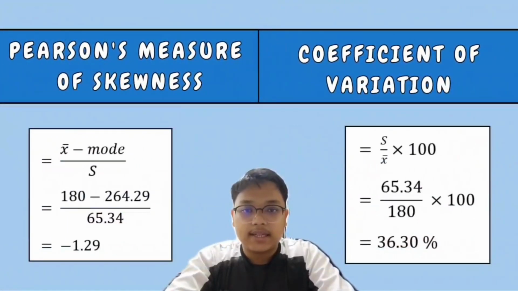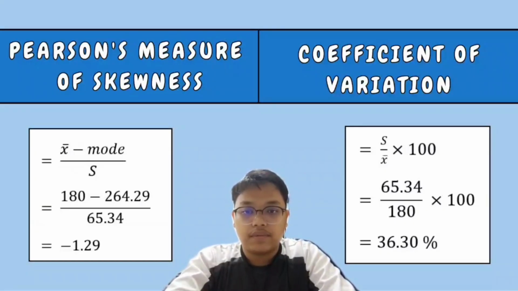Now, let's analyze the shape and variability of the data. First, Pearson's skewness. The formula is mean minus mode divided by standard deviation. So all of the value we have discussed at the previous slide. So mean, we have 118, minus mode we have 264.29, and standard deviation we have 65.34.